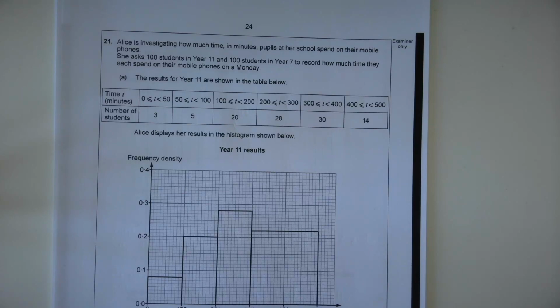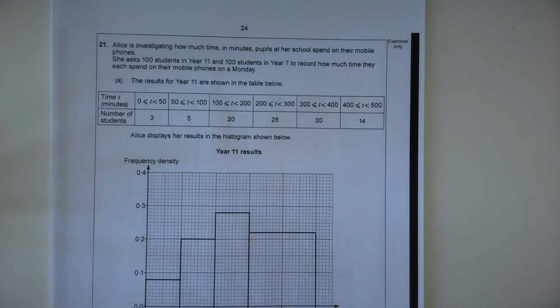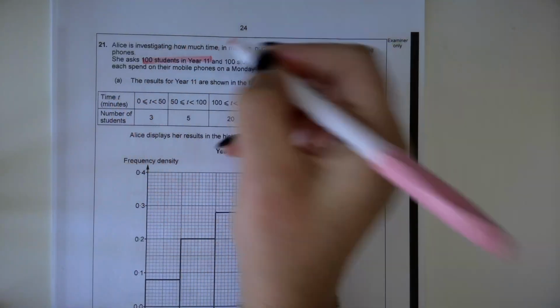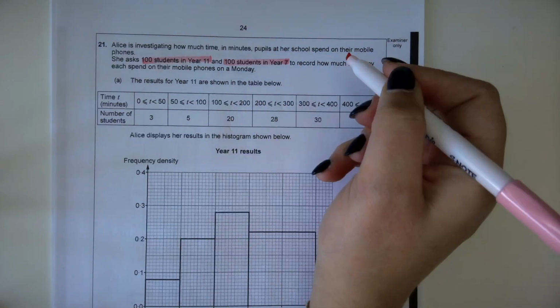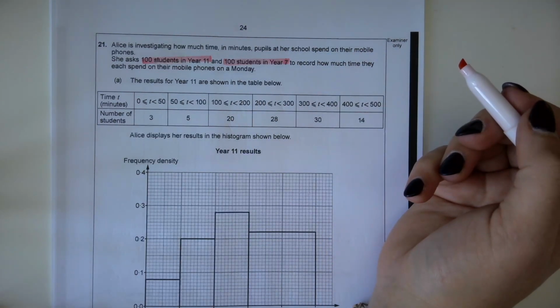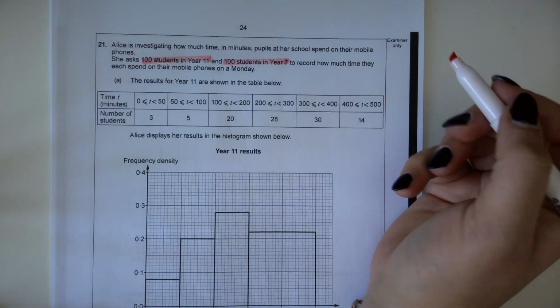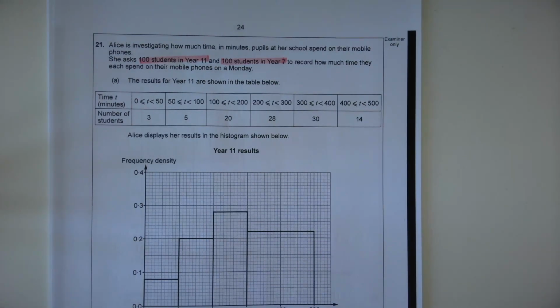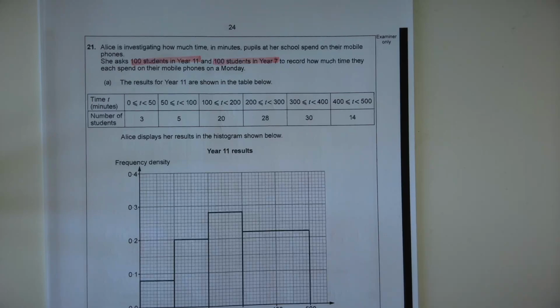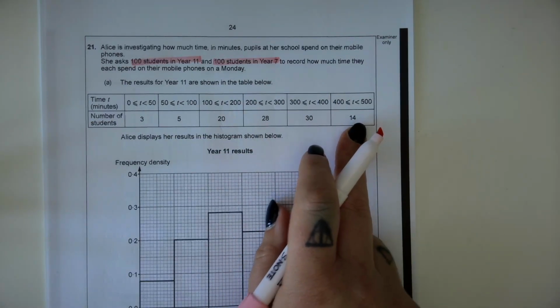Question 21. Alice is investigating how much time, in minutes, pupils at her school spend on their mobile phones. She asks 100 students in Year 11 and 100 students in Year 7 to record how much time they each spend on their mobile phones on a Monday. Part A. The results for Year 11 are shown in the table below. So we've got the information that she's gathered there.